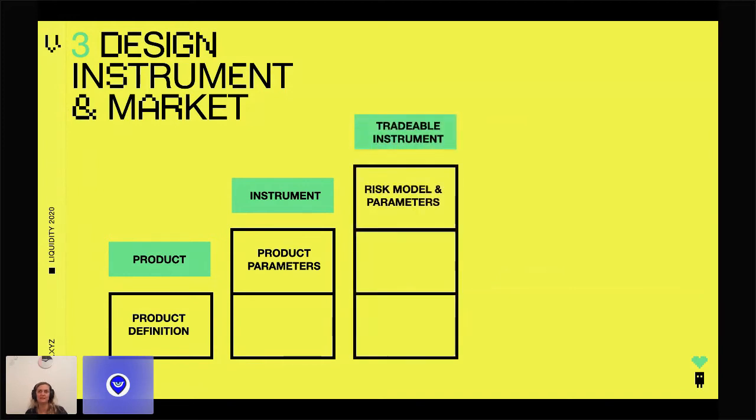And then the next step is to consider the risk model appropriate for the market and propose relevant parameters for that. These are used by Vega in the on-chain atomic margin calculations. It's really important to get these right so that the markets can achieve an optimal balance of capital efficiency and safety.